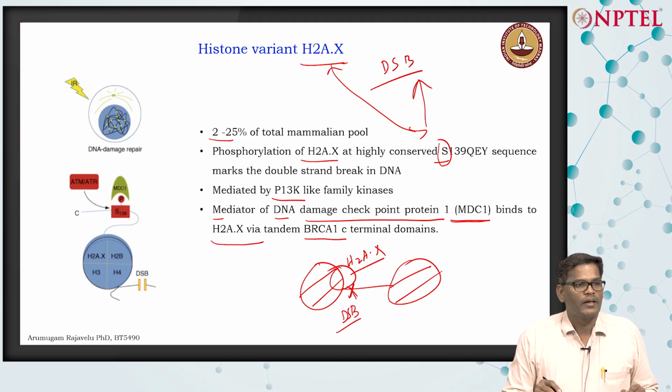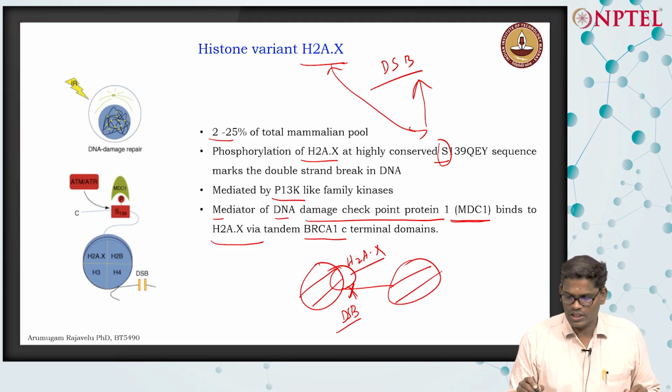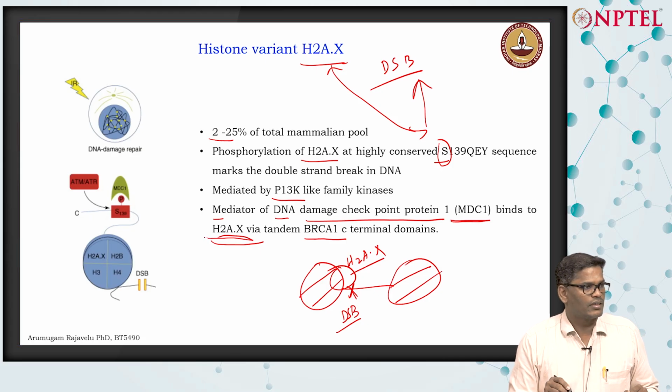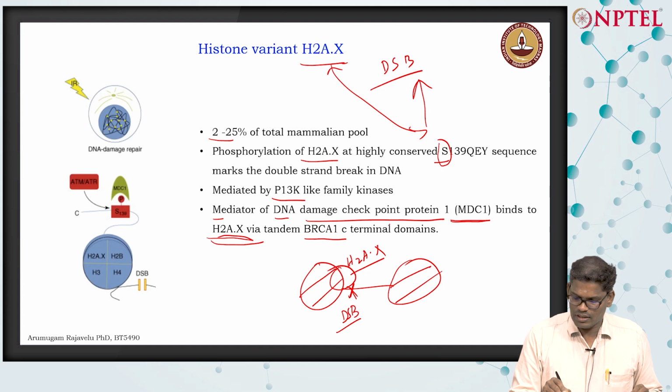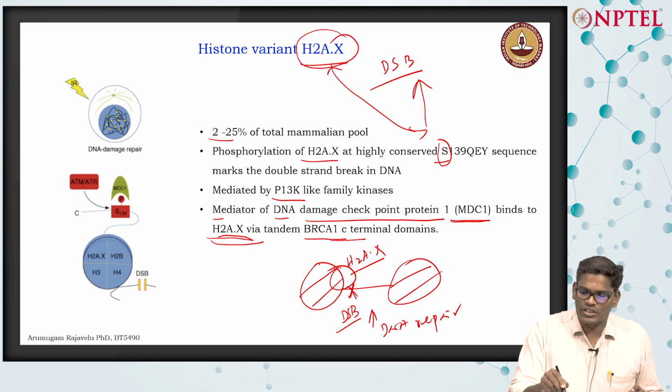DSB. Then after that, the MDC protein, which actually monitors or checks for the presence of a double stranded break. How does it check? Particularly, it recognizes the H2A.X, which is a marker for a double stranded break. Then via its C-terminal domain, it recruits all the repair machinery, the DNA repair machinery, and then repairs it. So this is how this variant functions.